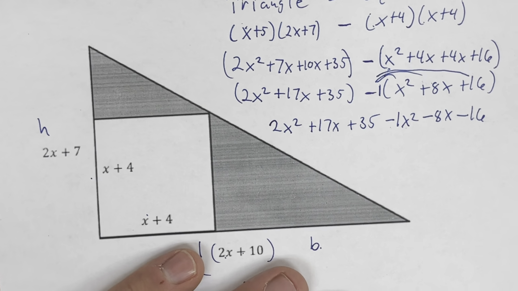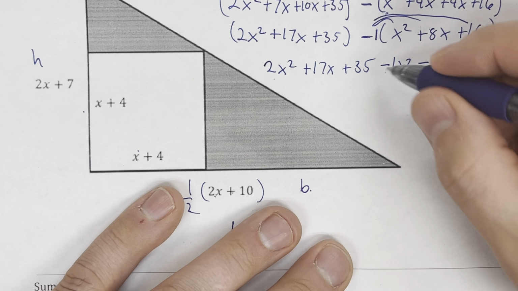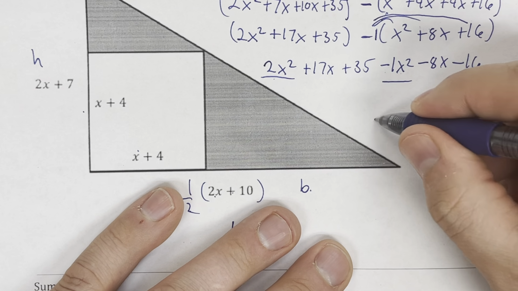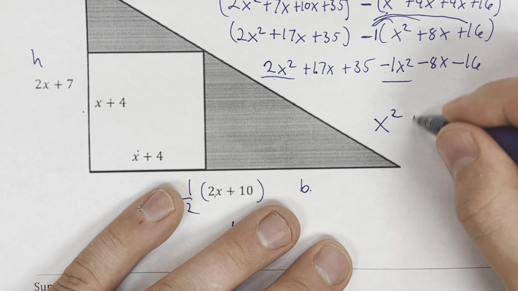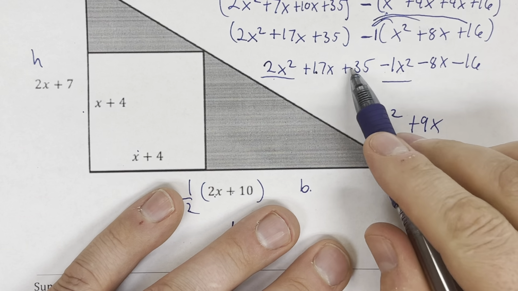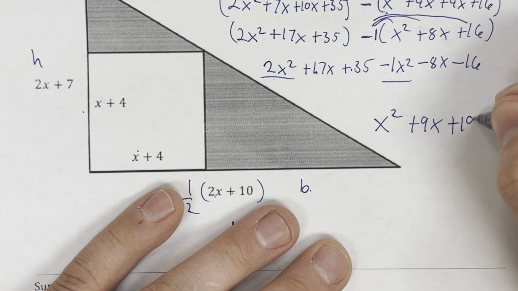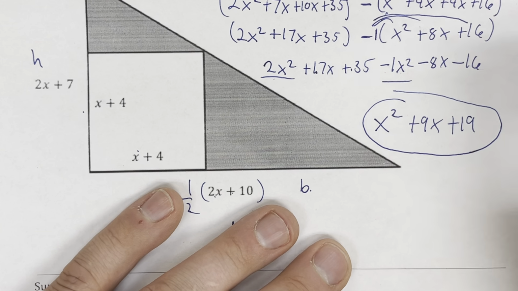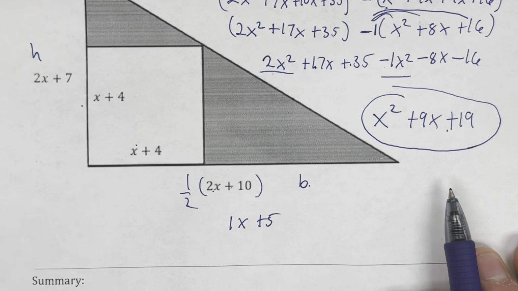Now I can combine my like terms to finish it off. So 2 minus 1, those are our x squared, so I have an x squared. 17 and a -8 is a 9x. And 35 minus 16, I don't want to make an error on this one, is 19. I had to use a calculator for that. So we got the shaded region. There it is. Like I said, that was a pretty challenging one. Probably won't see one quite that hard.